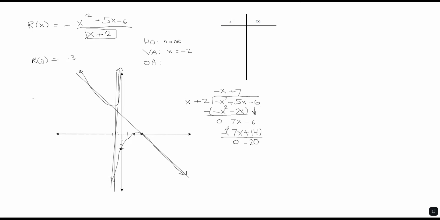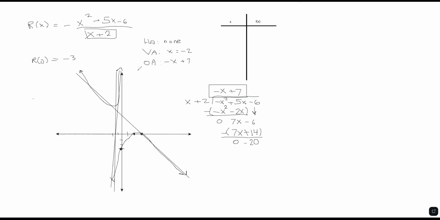So we have a remainder, but the remainder doesn't matter in this case. The remainder doesn't impact the oblique asymptote. The only information we need, Francisco, would be this right here. So this result is our oblique asymptote.